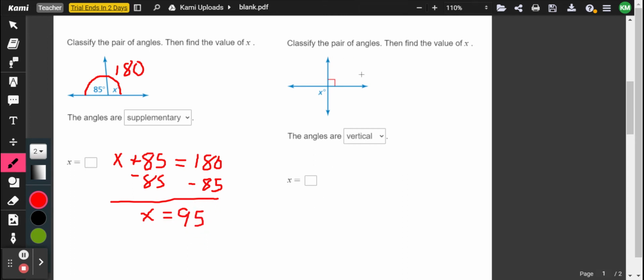On the right, we have 2 vertical angles. They're opposite of each other. This one is 90 because that's what that symbol means. It's a right angle. So if this one is 90, then this one is also 90 because remember, vertical angles have the same measure.